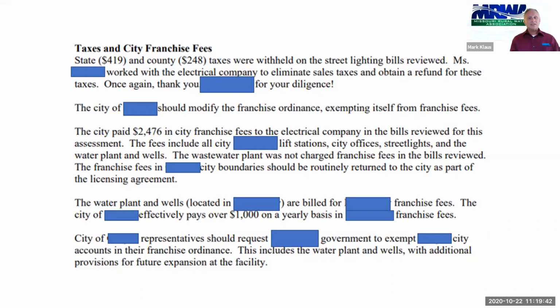I want to make note of this. We get to write this in our report that she worked with the company to eliminate it and obtain a refund. And we get to thank her for the diligence. She did a great job. It's really fun to find things and say, here you go, and watch people do it.